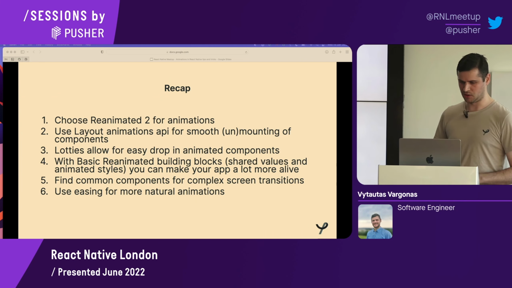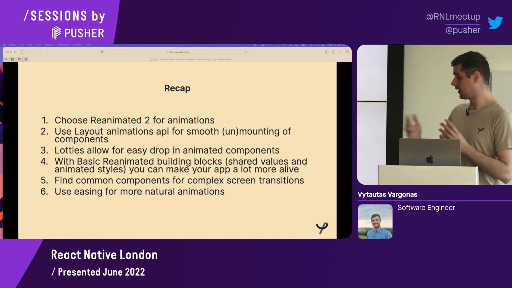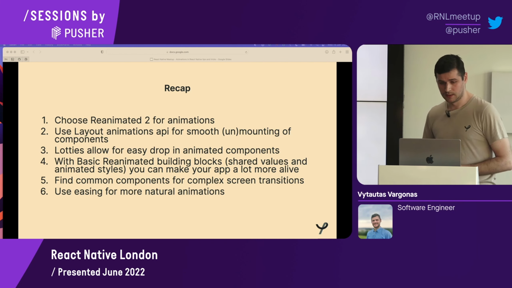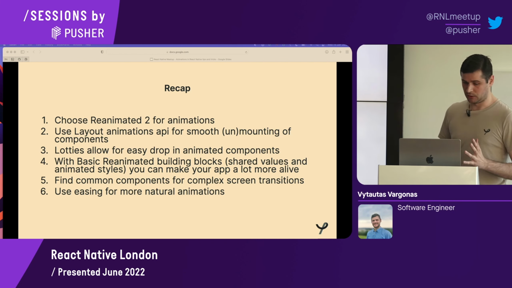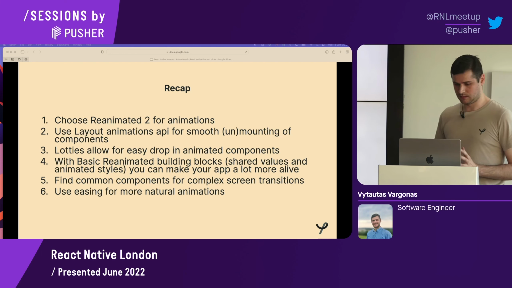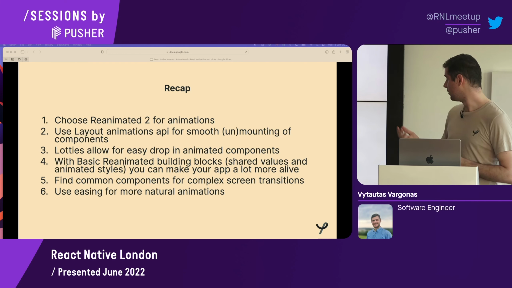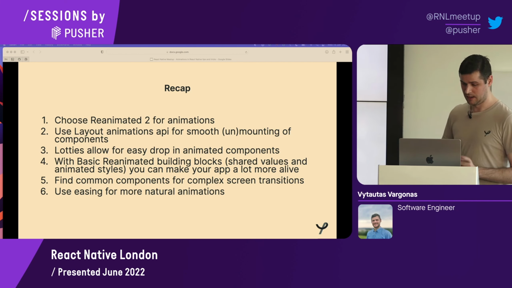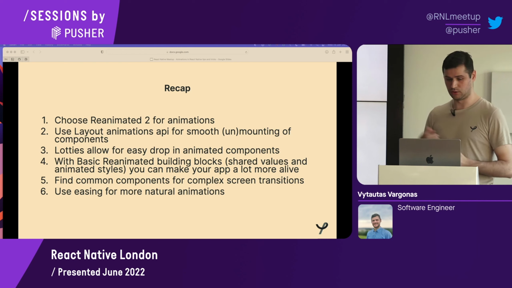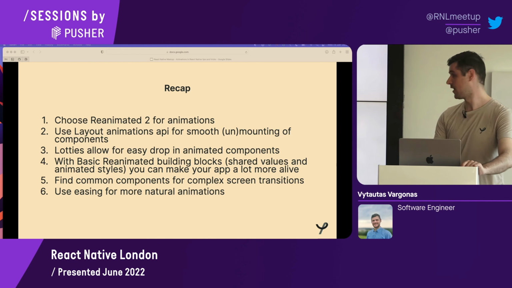Layout animations are a super simple API for smoothly mounting and unmounting components. Use Lottie to create animated components. It's quite versatile, easy to use. Use Reanimated to make your app feel more alive. Find common denominator between complex screen interactions, and use easing to make the animations feel more natural.